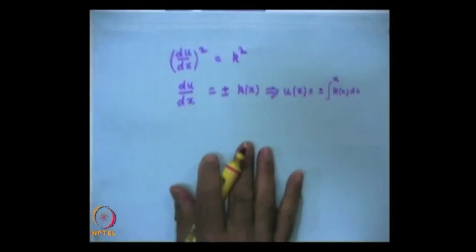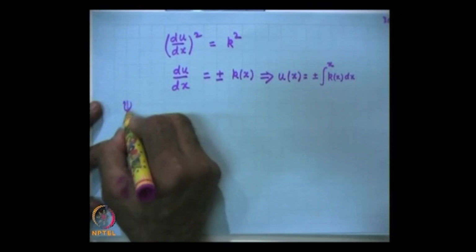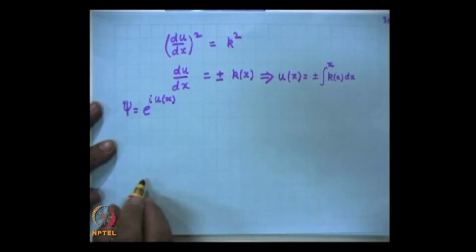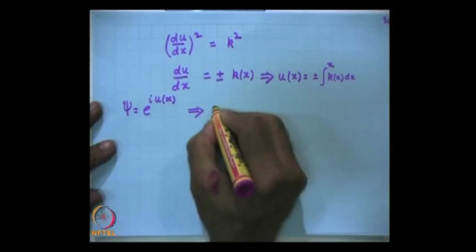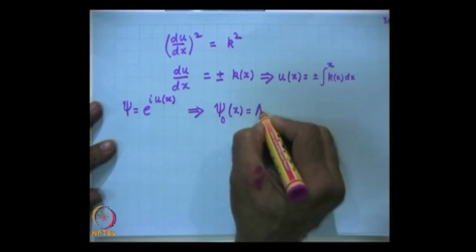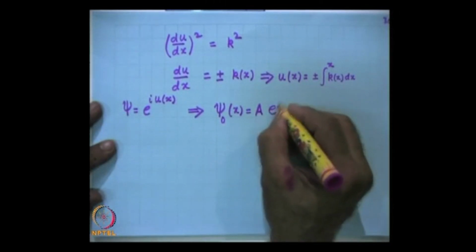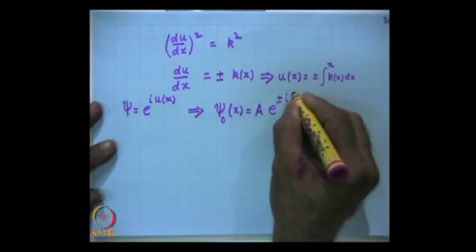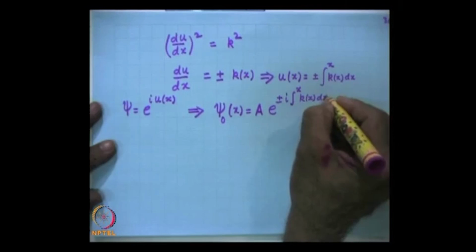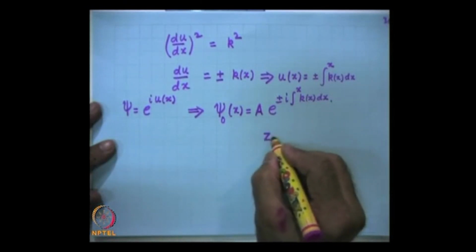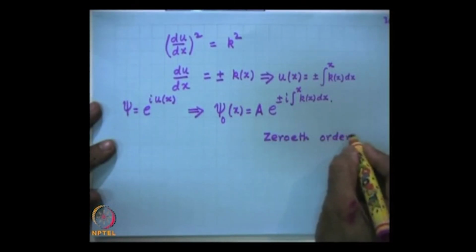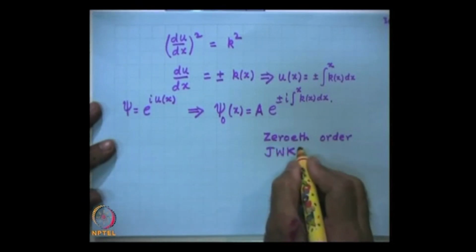Thus, since I had assumed the solution of the form e to the power of i u x, we obtain the 0th order solution as psi 0 of x is some constant, let us suppose A, e to the power of plus minus i integral k of x dx. This is known as the 0th order JWKB solution.